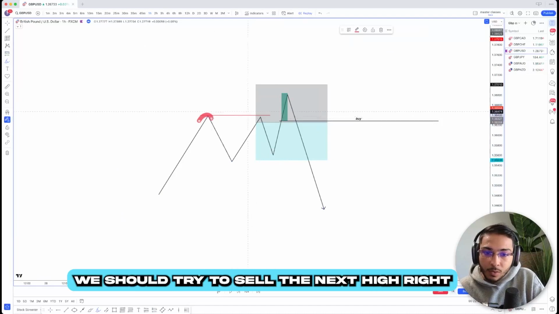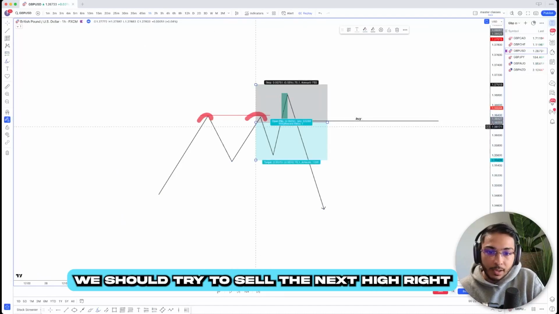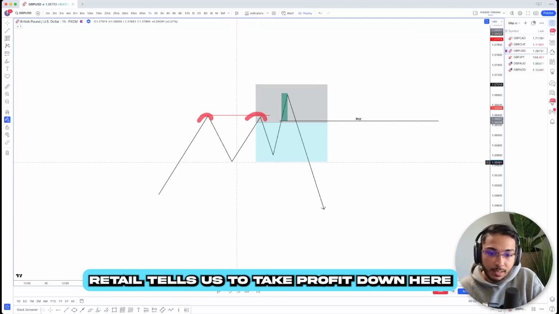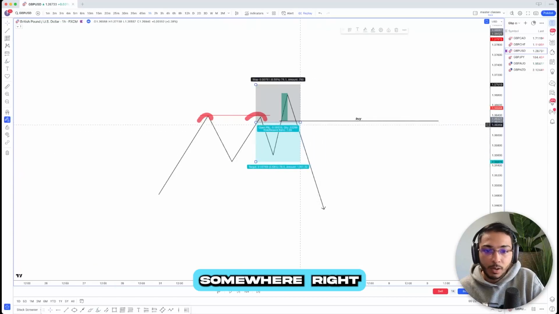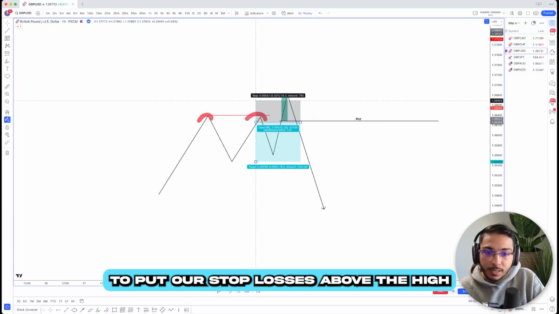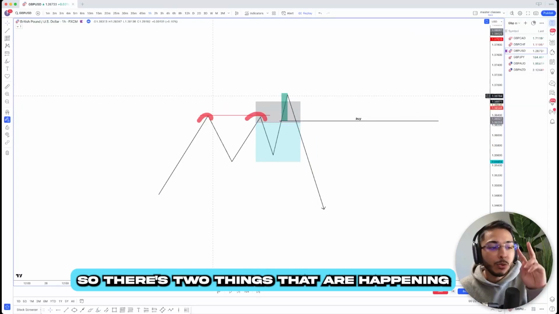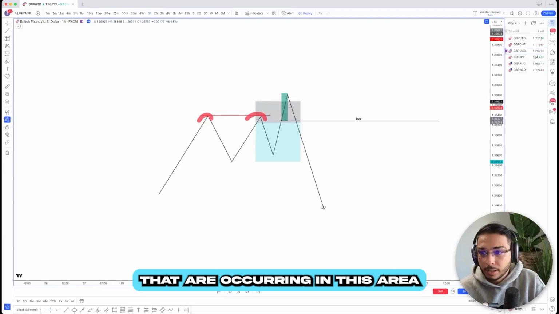Price made a high, so we should try to sell the next high, right? And then let's say basic retail tells us to take profit down here somewhere. And then we're always taught to put our stop losses above the high. So here are the highs. Let's say we put our stops right here. There are two things occurring in this area.